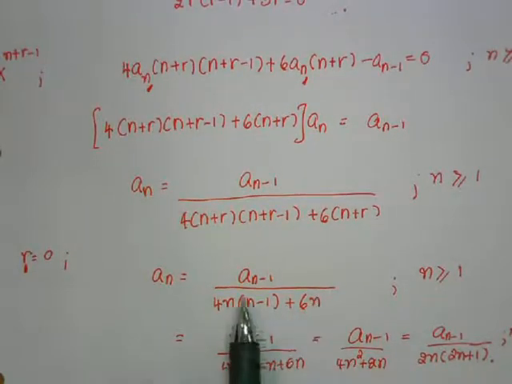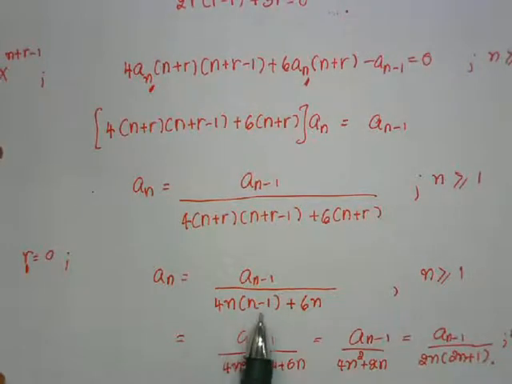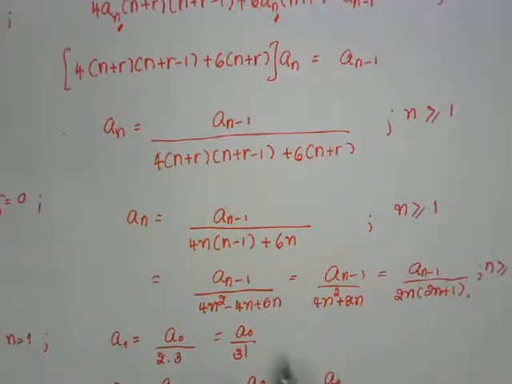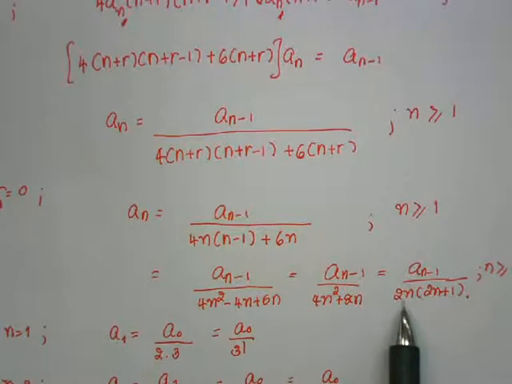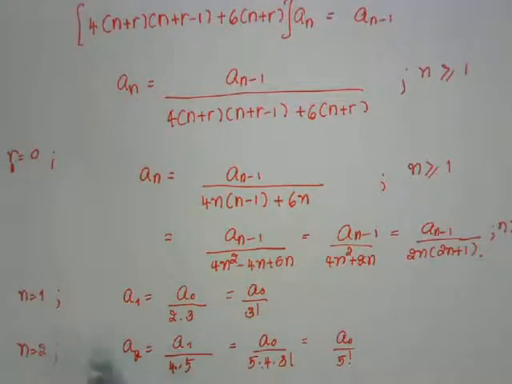We would get an is equal to an minus 1 divided by 4n times n minus 1 plus 6n. If you combine them together and rewrite it again, you would get an minus 1 divided by 2n times 2n plus 1, where n is greater than or equal to 1. And then, like I said, you've got to replace n equal to 1, 2, 3, 4 to see whether they have a sequence of numbers or it's just random numbers.